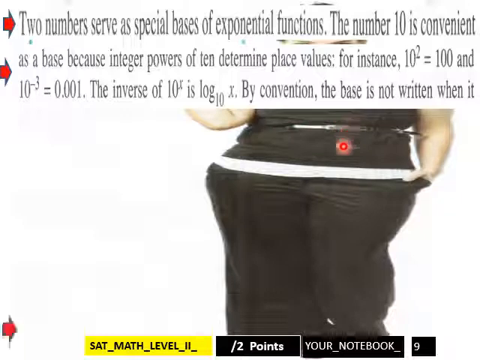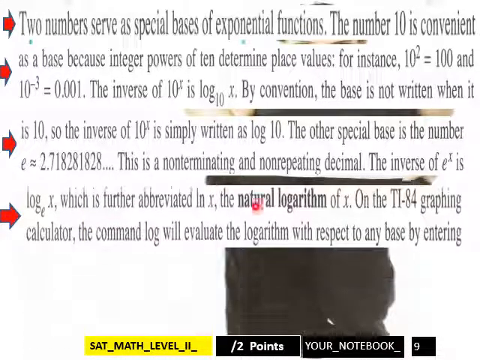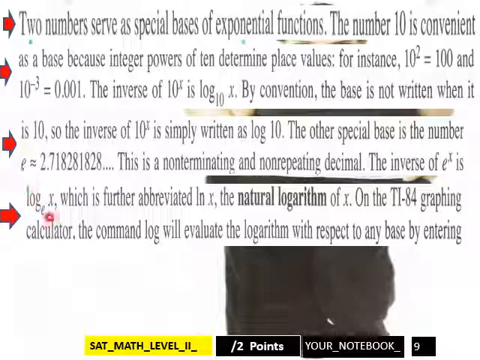By convention, the base is not written when it is 10, so the inverse of 10 to the x is simply written as log x, even though there would be a base 10 down here, but we just leave the base 10 out. The other special base is the number e, 2.718281828. This is a non-terminating, non-repeating decimal. The inverse of e to the x is log base e of x, which is further abbreviated as natural log x, the natural log of x.